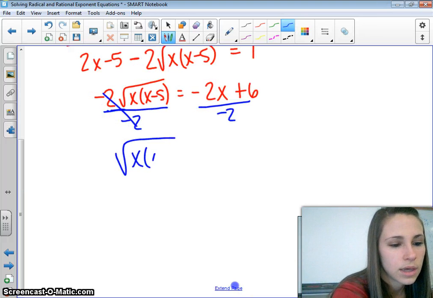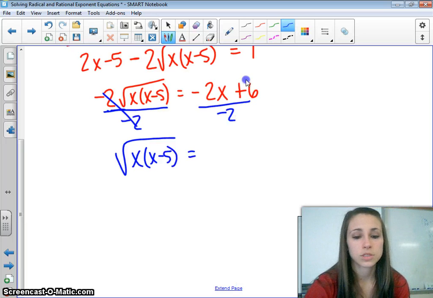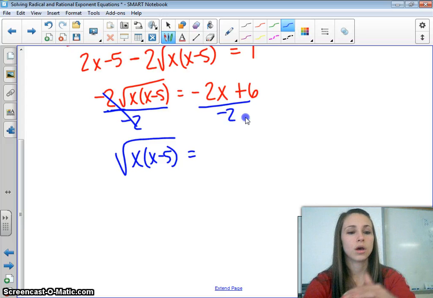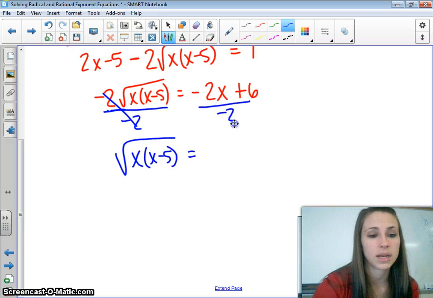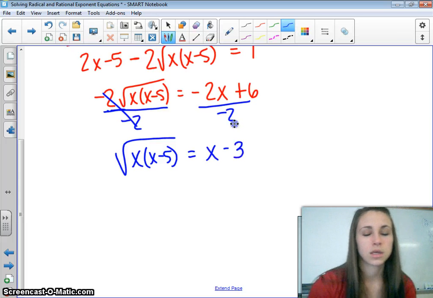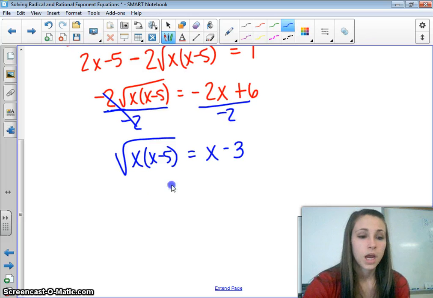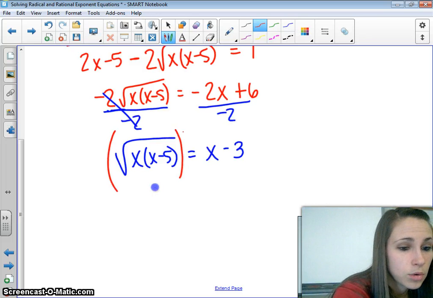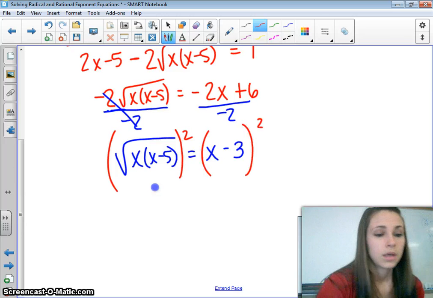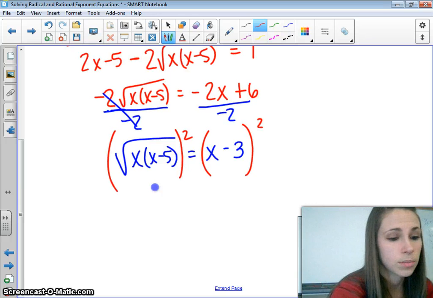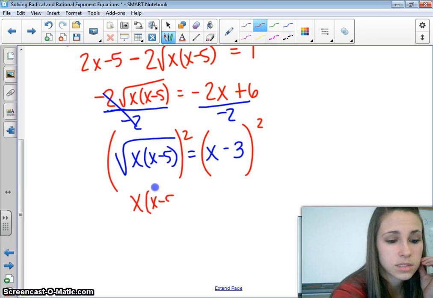I'm going to be left with the square root of x times x minus 5 equals, when you divide this, you have to make sure that you divide that -2 into both of the terms there. So -2x divided by -2 is just x, and 6 divided by -2 is -3. Alright, so now I'm going to raise both sides to the second power. Okay, and so then this is going to cause the square root to go away. So I'm going to be left with x times x minus 5.